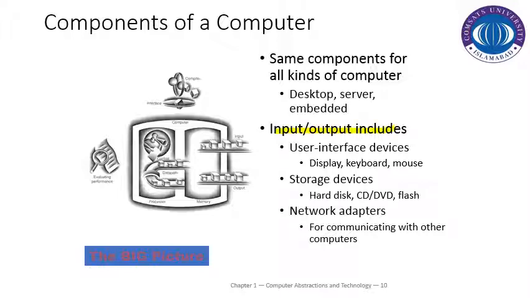Then we have some dedicated devices for storage. For example, in order to store our data, we've got the hard disk drive, we've got CD, DVD, and the flash. Then we have some network adapters for communication with other computers, and we have some particular hardware organization that has some primary system components and can have some secondary system components that are part of the computer systems.